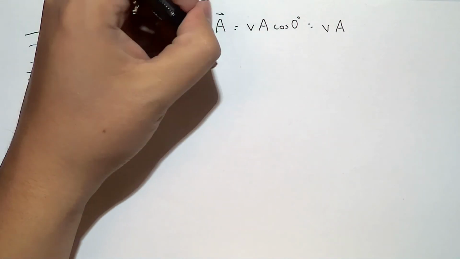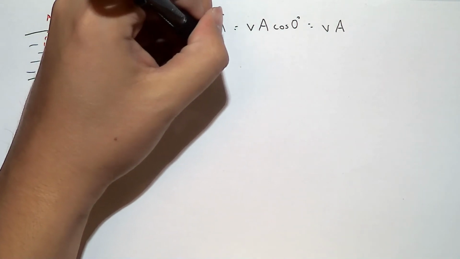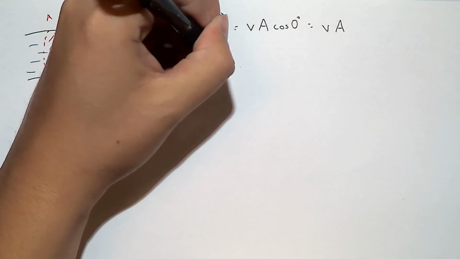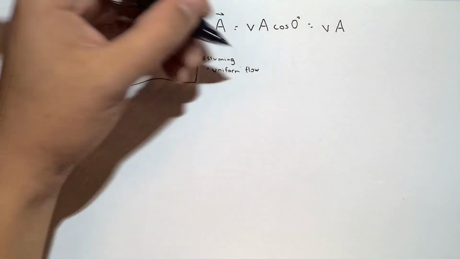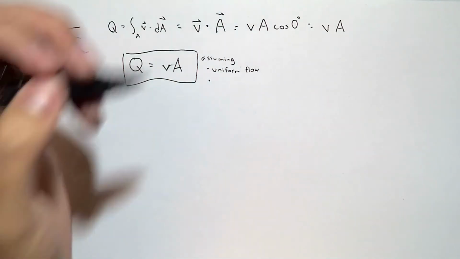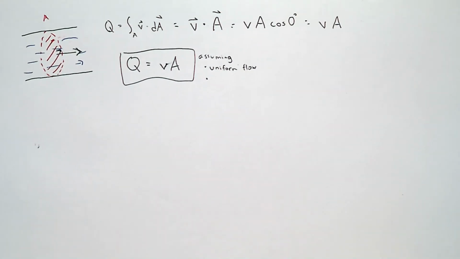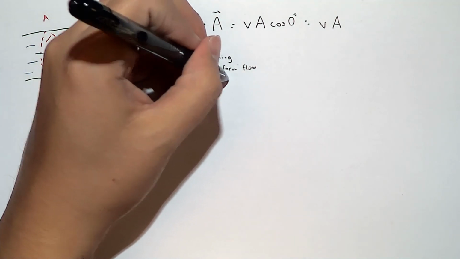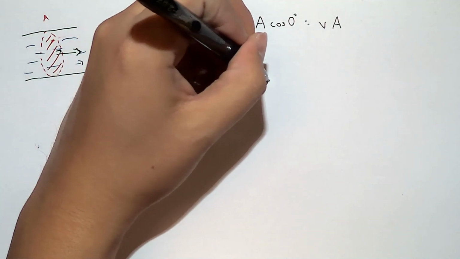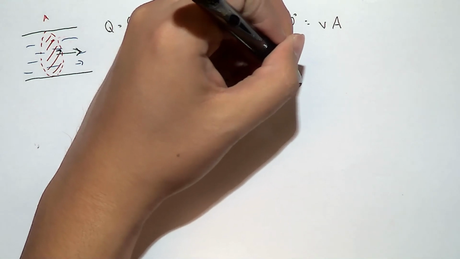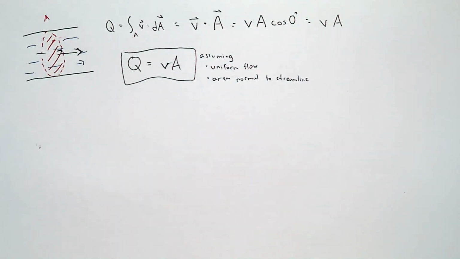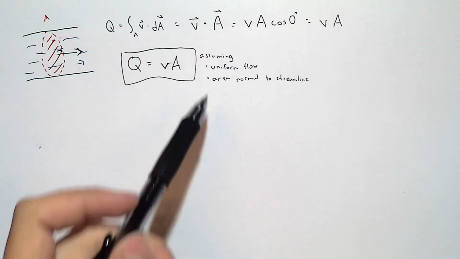So this simplification assumes uniform flow and an area normal to the streamline. So we have three definitions for flow rate: volume over time, the integral of v dot dA, and VA. Of course, which definition you choose to use really depends on what assumptions you can make for your system.